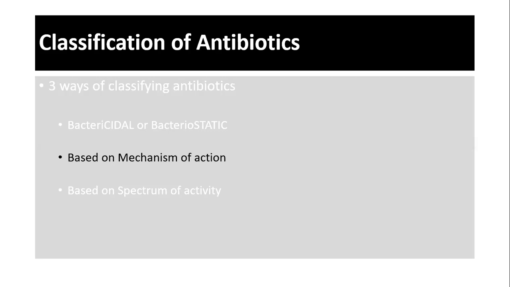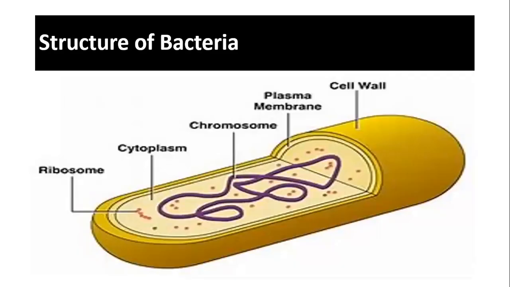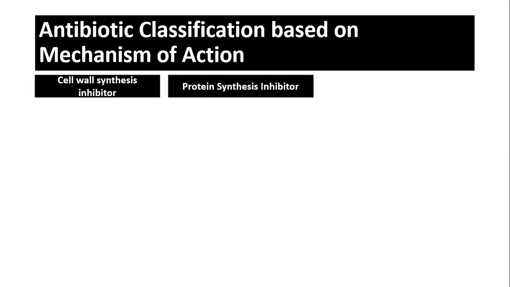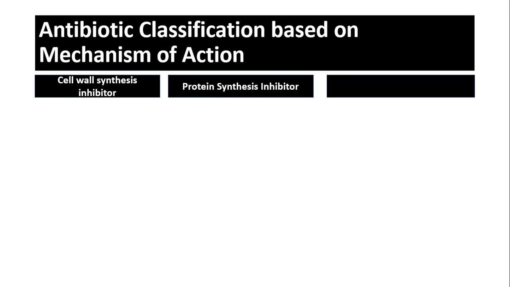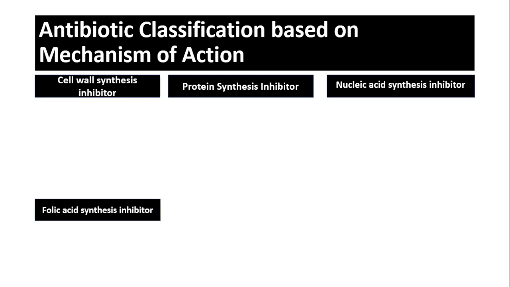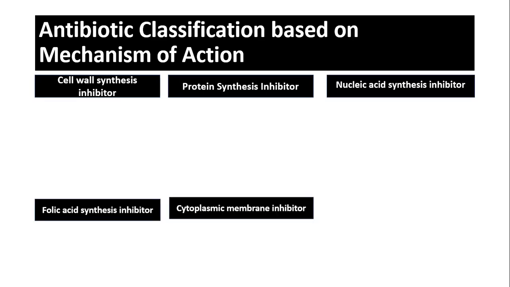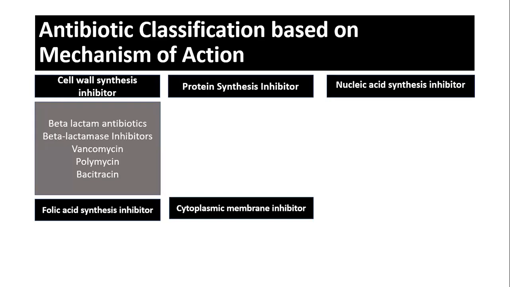The other way of classifying antibiotics is based on the mechanism of action. So based on mechanism of action, we need to know the actual structure of the bacteria. Bacteria has a cell wall, then there is a plasma or cell membrane. It has cytoplasm, then ribosomes and chromosomes. So the antibiotics that inhibit cell wall synthesis are called cell wall synthesis inhibitors. Then we've got protein synthesis inhibitors. Then we have nucleic acid synthesis inhibitors, folic acid synthesis inhibitors, and cytoplasmic membrane inhibitors.